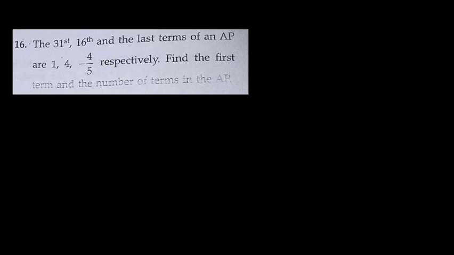Now question number 16: the 31st, 16th and the last term of an AP are 1, 4 and minus 4 by 5. Find the first term and the number of terms in the AP. So you are given that A31 is 1, A16 is 4 and An is minus 4 by 5. You have to find the value of A, the first term, and the number of terms in the AP, that is the value of N.